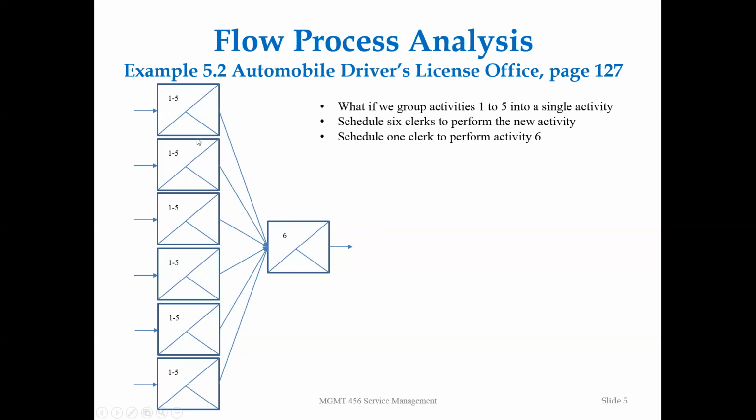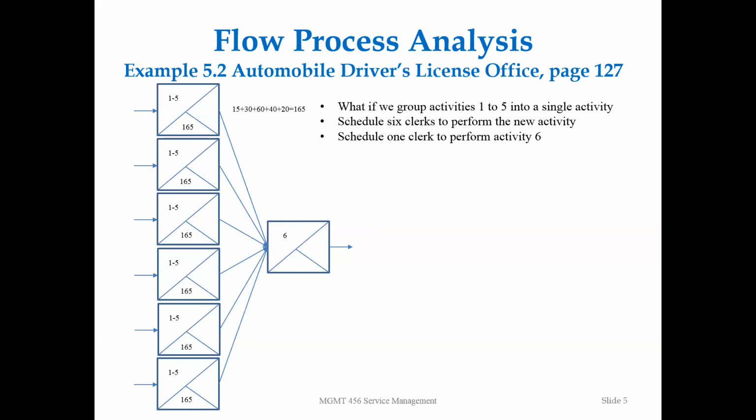So let's do the analysis. By grouping activities 1 to 5, the cycle time will be different. What will be the new cycle time? We simply add the cycle times for all these 5 activities: 15 plus 30 plus 60 plus 40 plus 20. So we have 165. The new cycle time is 165 seconds for the new activity because it takes longer. This person has to handle 5 activities at the same time.